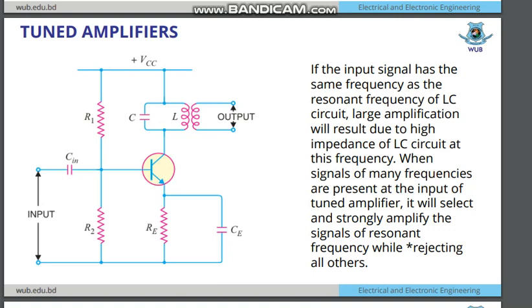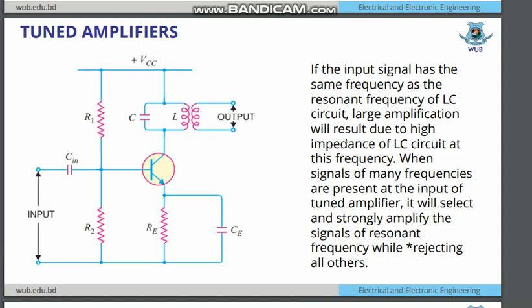As you can see here, that is a voltage divider bias BJT circuit. In the collector part, we have connected an LC circuit. In the parallel part of the LC circuit, we have created an output. That is the difference between oscillators and amplifiers. In an oscillator, we will certainly take the output from here, but in a tuned amplifier, we take the output from the inductor.